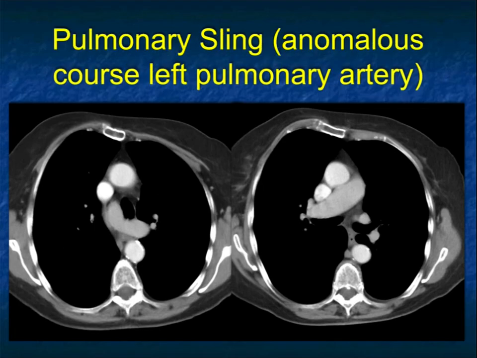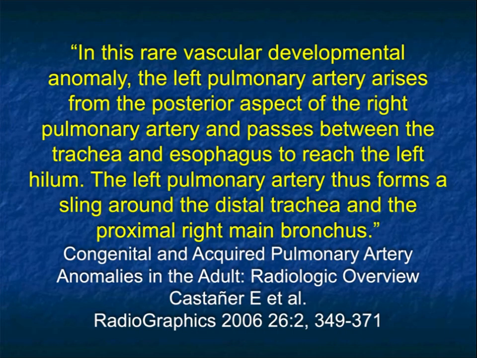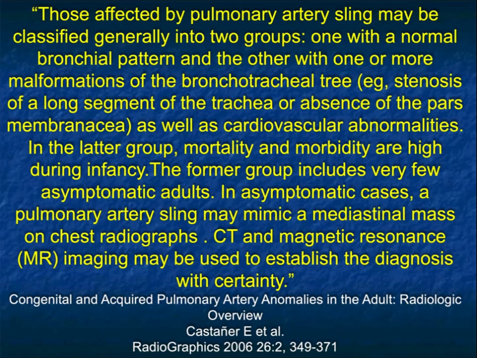And that's a variation called a pulmonary sling or an anomalous course of the left pulmonary artery. Typically, it's an incidental finding, but can surely simulate a mediastinal mass. It's a rare vascular developmental abnormality. The left pulmonary artery forms a sling around the distal trachea and the proximal right main bronchus. Those affected by pulmonary artery sling may be classified into two groups, one with a normal bronchial pattern and the other with one or more malformations of the tracheobronchial tree, as well as cardiovascular abnormalities.